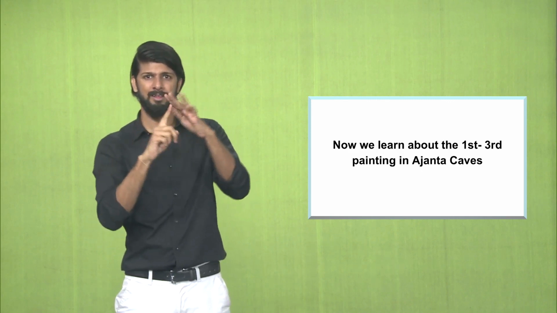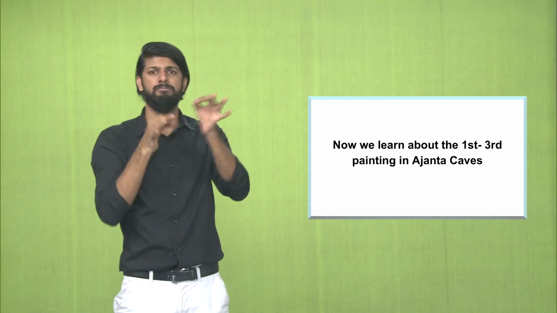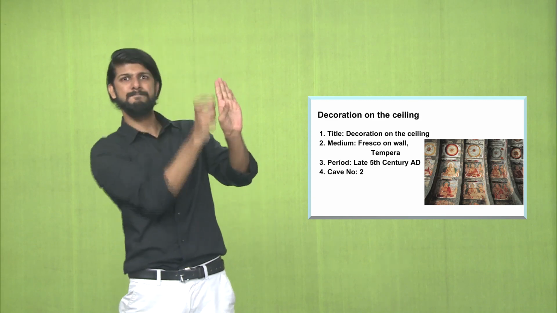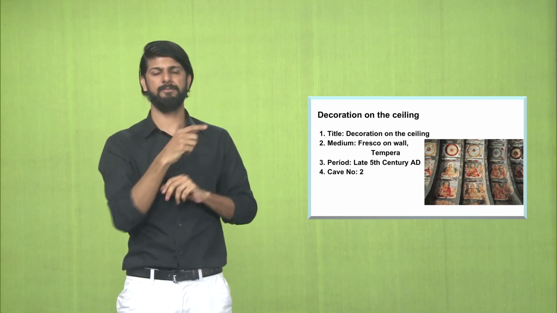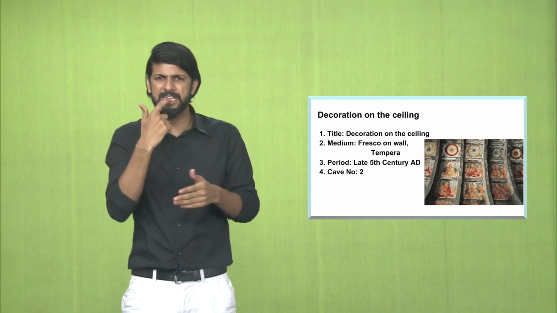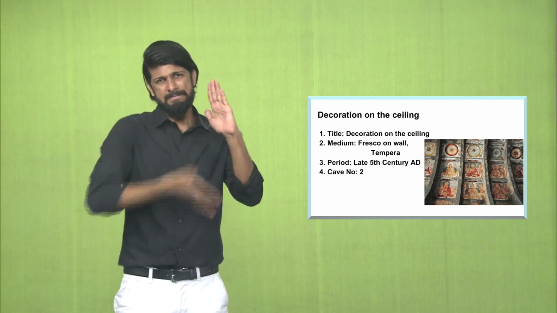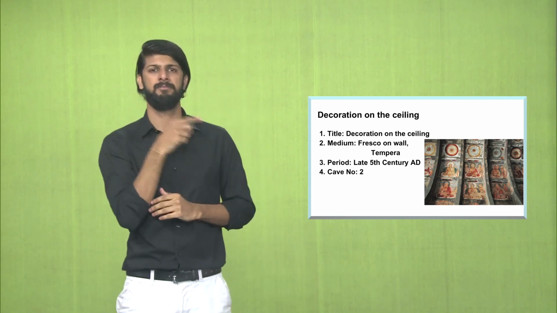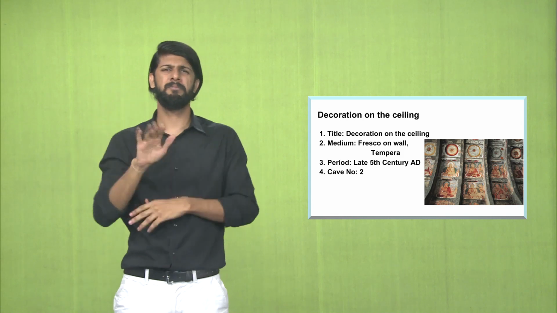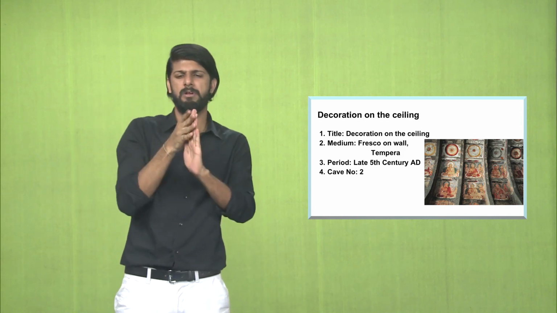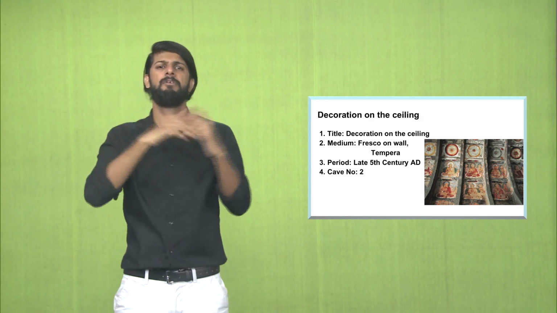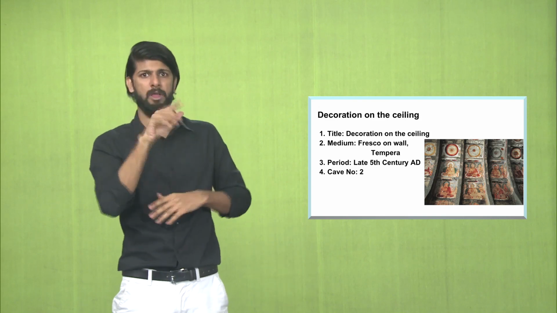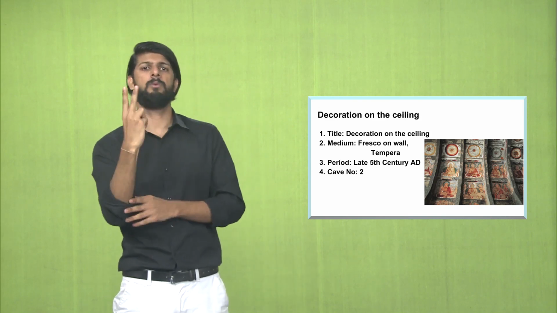Now, we learn about the third painting in the Ajanta caves. This painting is called Decoration on the Ceiling. The medium is fresco or the dry fresco tempera on wall. The period of the painting is late 5th century AD. This painting is found in cave number 2.